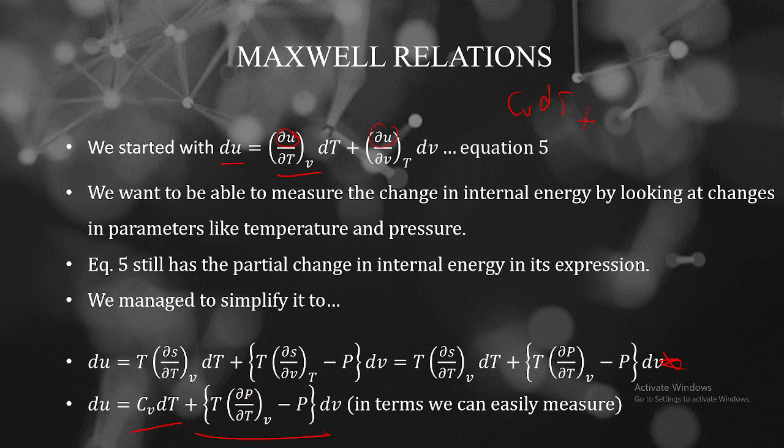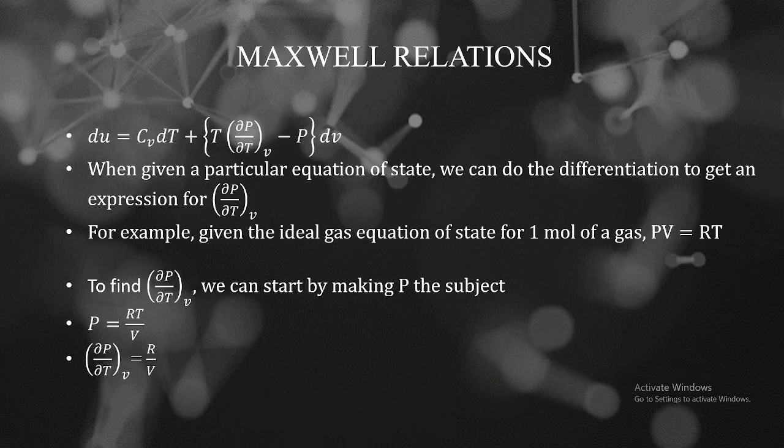So now it's in terms of p and t, right? Now everything we have here for du is in things we can easily measure. We said we want to be able to measure the change in internal energy by looking at changes in parameters like temperature and pressure. In equation 5, we still had a partial change in internal energy in the expression, which we don't want to work with. So we simplified it to this whole expression here, and we can write it as cv dt plus all of this. Now it's in terms we can easily measure. We can determine cv, we can find a change in pressure, we can find a change in temperature. It becomes something easy to work with. So this is going to be our final equation that we'll be working with.